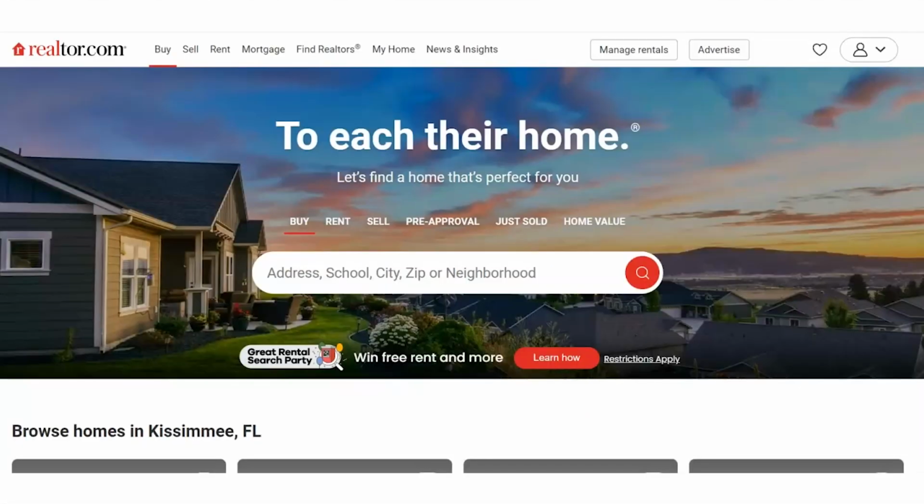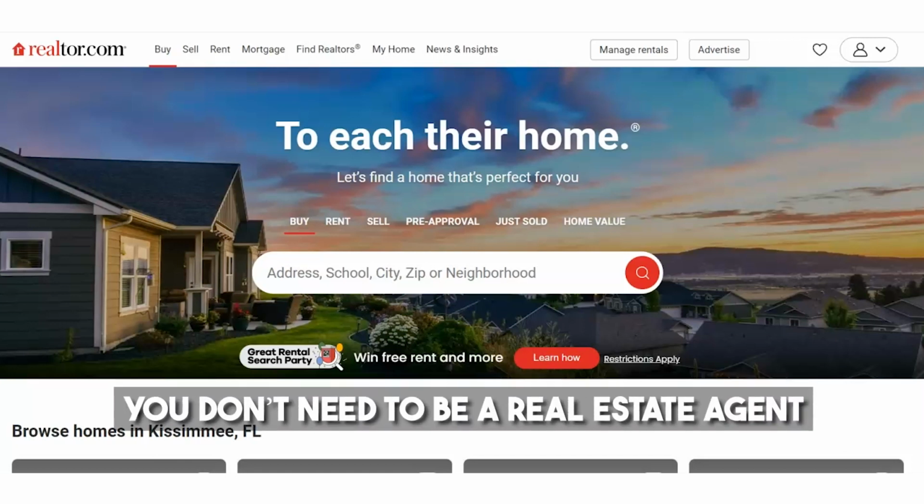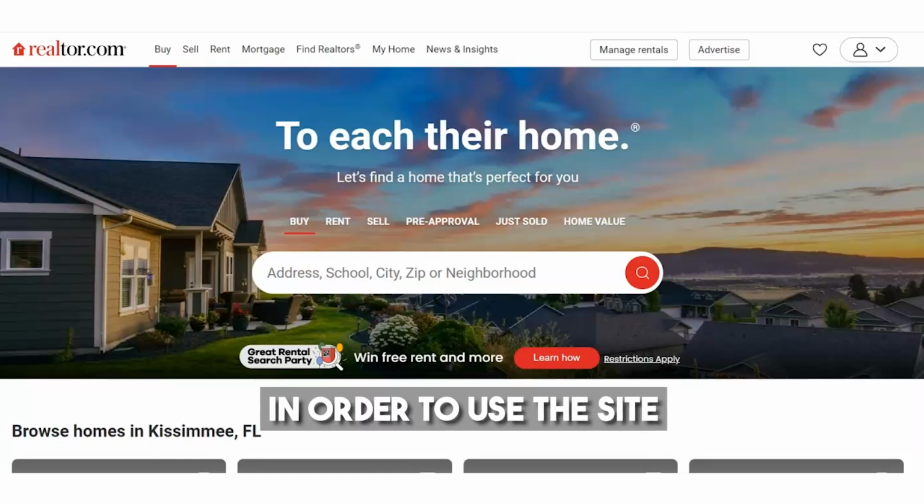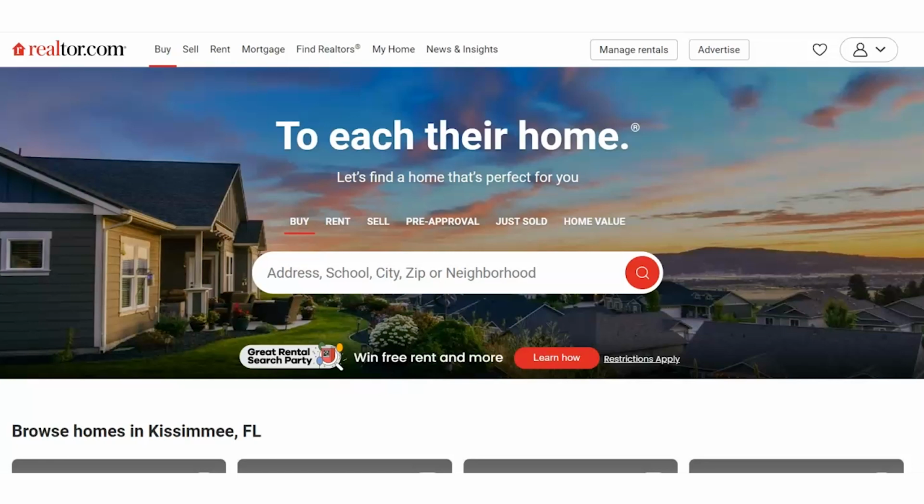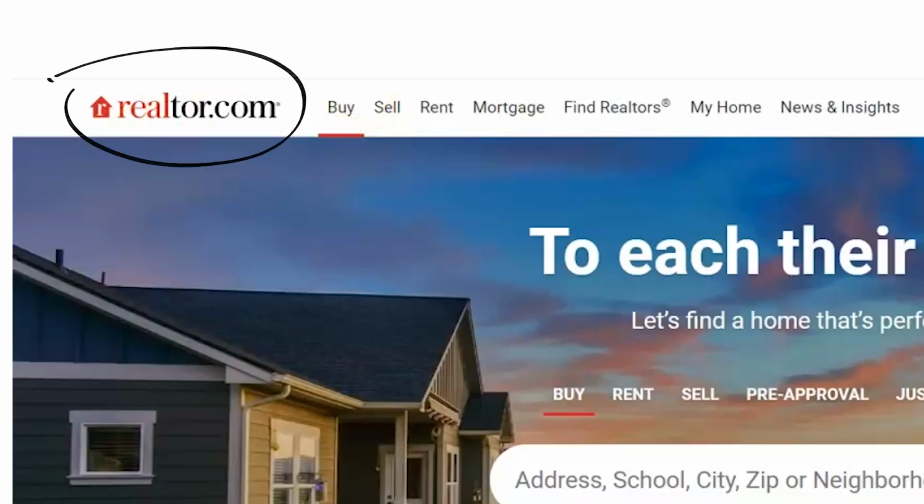Okay, I'm using realtor.com, and the reason I like to use that with my students is because you do not need to be a real estate agent in order to use the site, and it's completely free to use. All right, so the website is realtor.com right there.